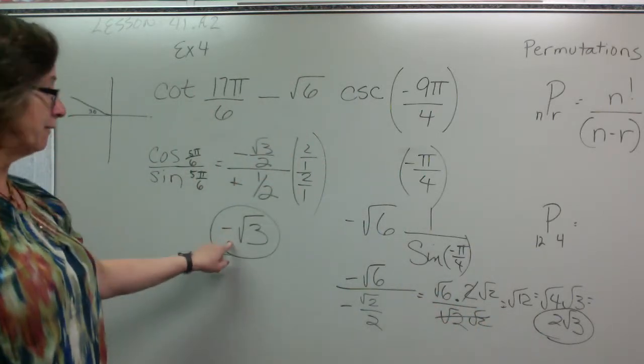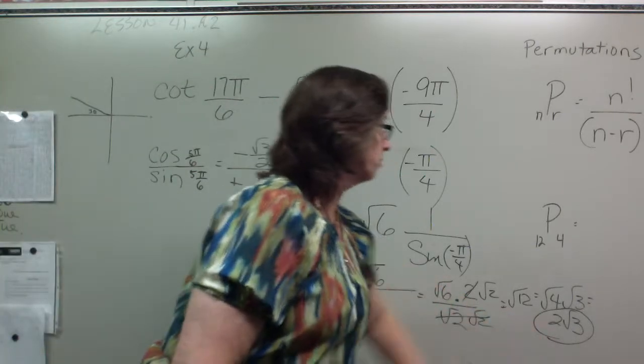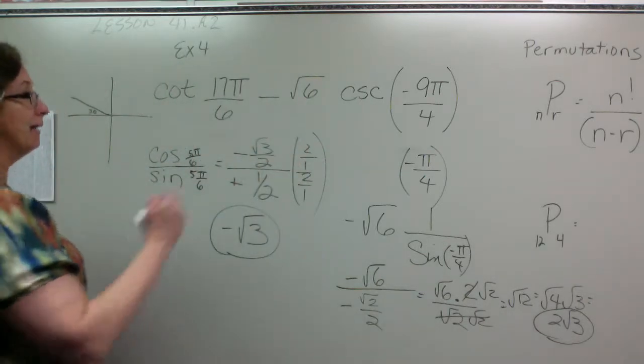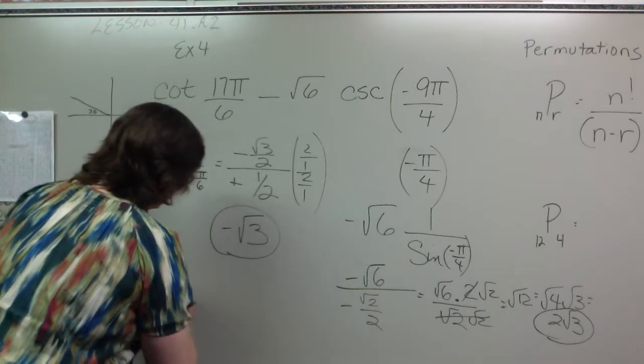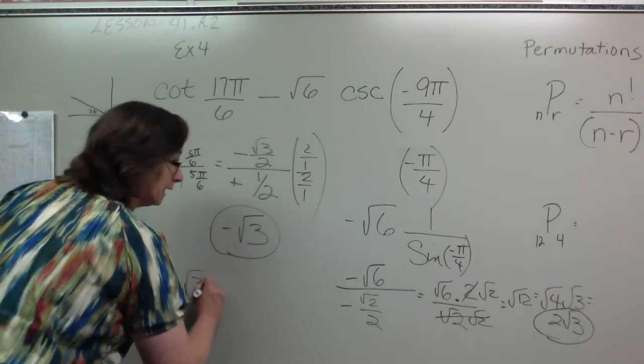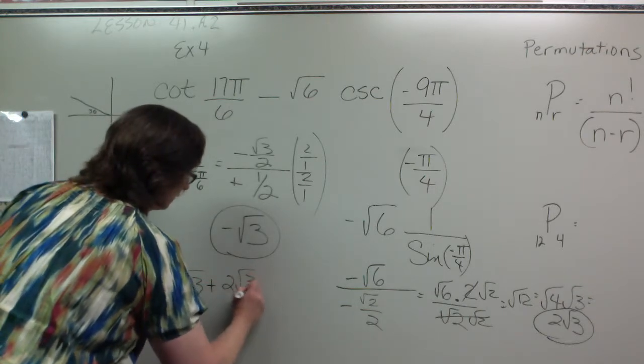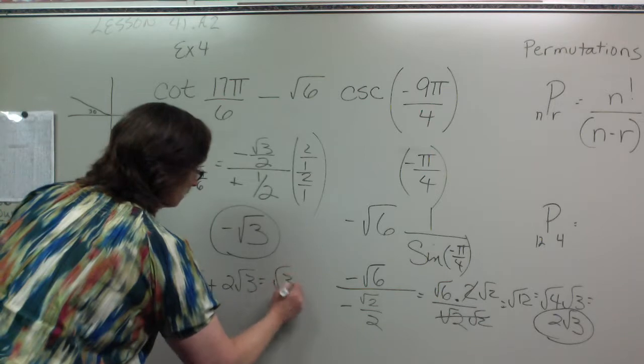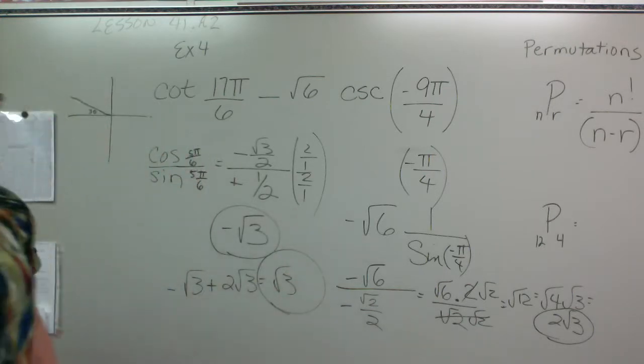so I'm just going to be adding these two quantities. Since I have a negative square root of 3 and a positive 2 square root of 3, when I add them together, a negative square root of 3 plus 2 square root of 3 is a square root of 3, and that is the correct answer.